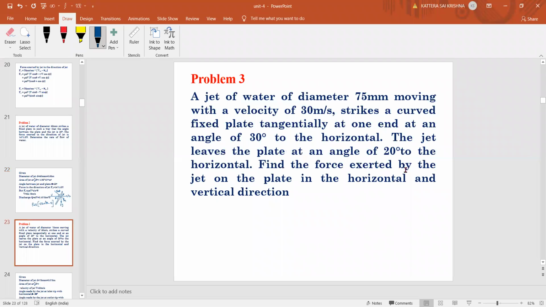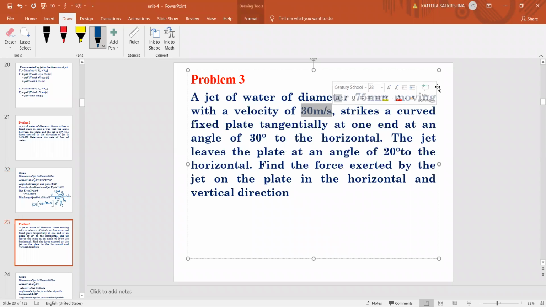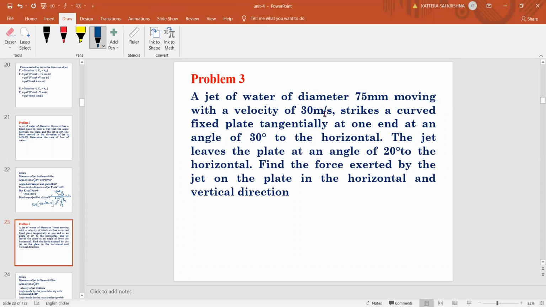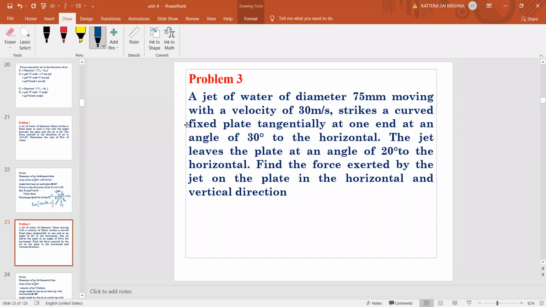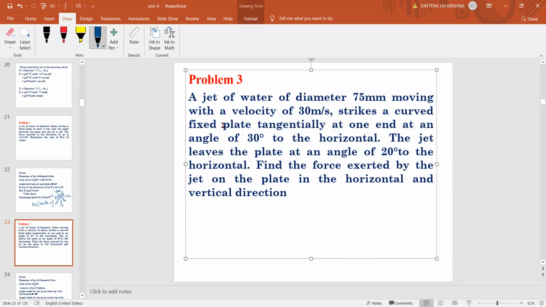Right. So the third problem: a jet of water of diameter 75 mm moving with a velocity of 30 meters per second. Okay, so the diameter of the jet is given and the velocity of the jet is given. So D and V values are given. Strikes a curved plate. Okay, so it is a curved fixed plate. So see the question properly. Strikes a curved fixed plate tangentially at one end at an angle of 30 degrees to the horizontal.